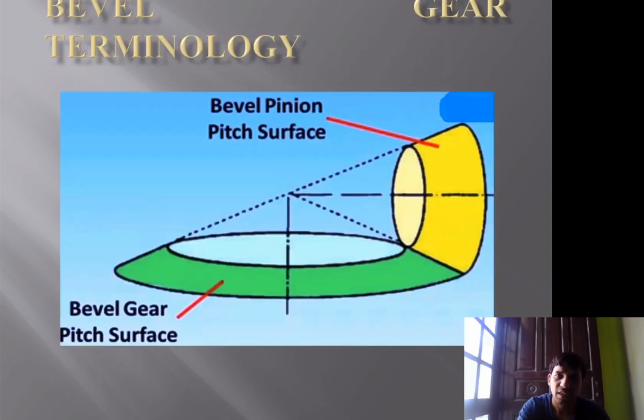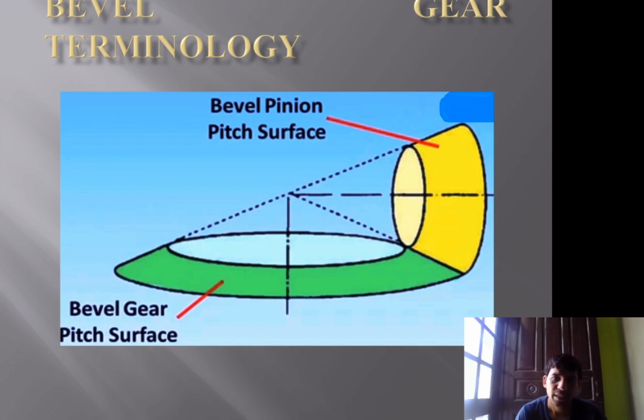So next is gear terminology. What is gear terminology? We already discussed gear terminology, but in bevel gear terminology certain different things also arise. First, in the given picture, the yellow color shows the bevel pinion pitch surface, while the green color shows the bevel gear pitch surface. So the green color shows the pitch surface of the gear and the yellow color shows the pitch surface of the pinion. As you know, the pinion is shorter in size and the gear is larger in size.